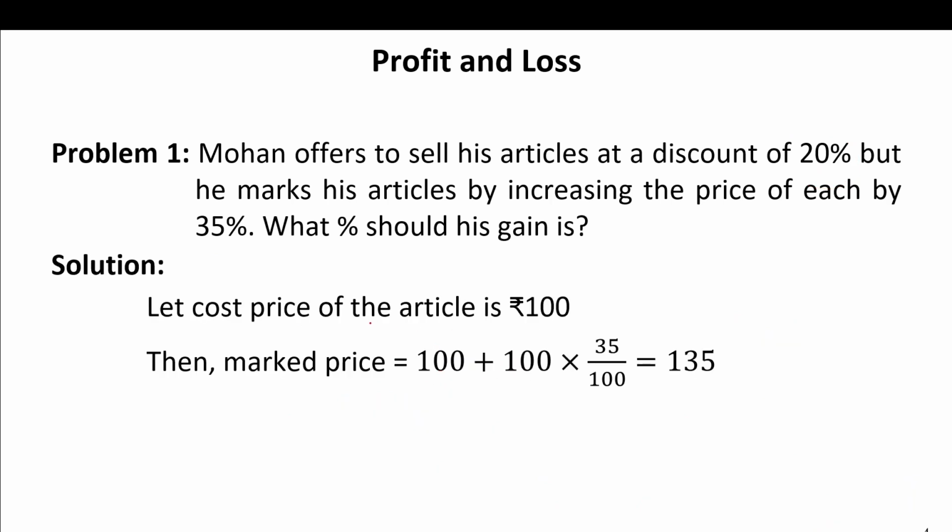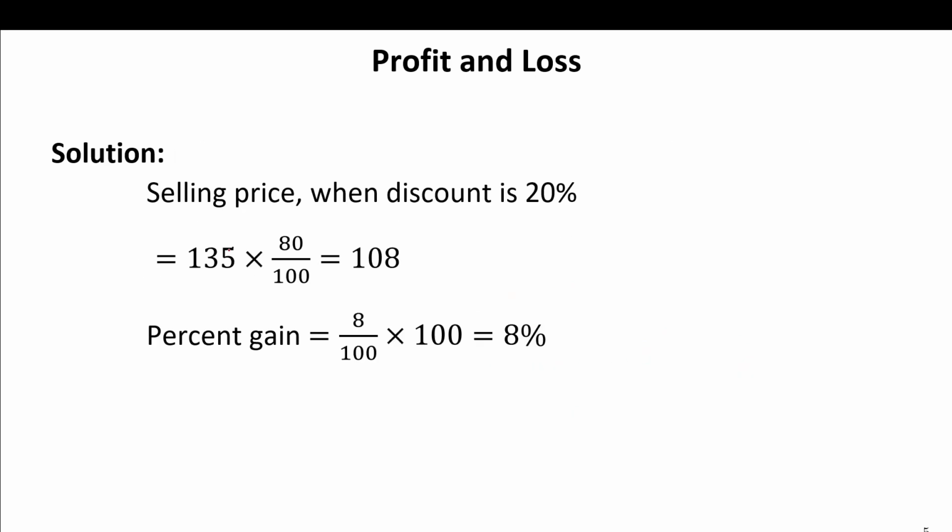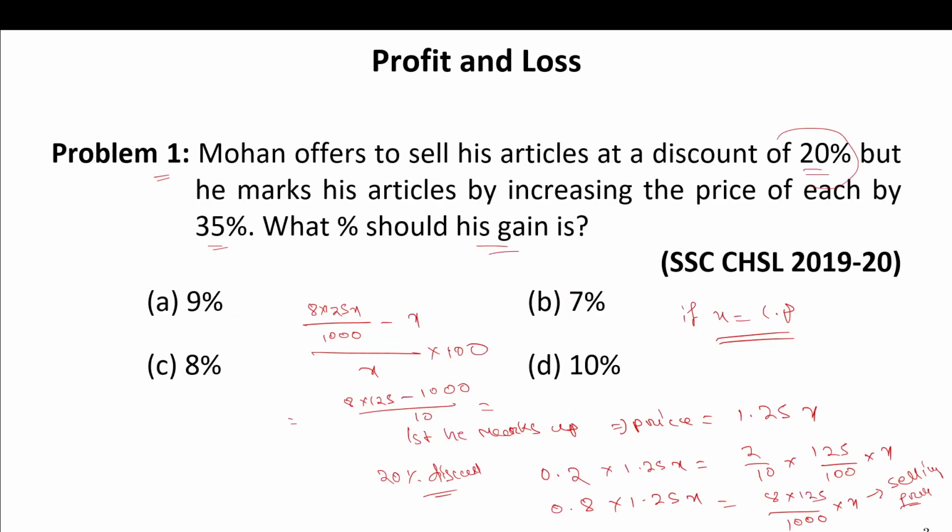So let's see. Let the cost price of the article be 100. So the marked price will be 100 plus 100 into 35 by 100, so it will be 135, right? So 135 into 80 by 100 is equal to 108. So the percentage gain will be 8 by 100 into 100, that is 8%. So 8% will be the correct answer. Okay, so these are all wrong answers.